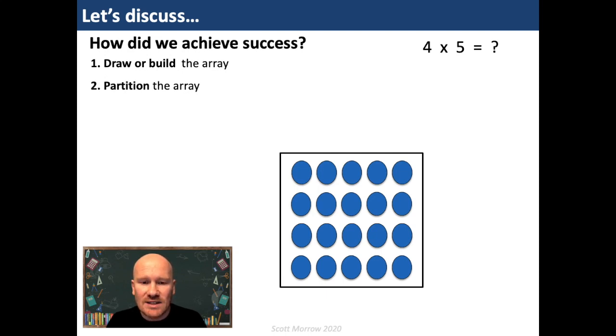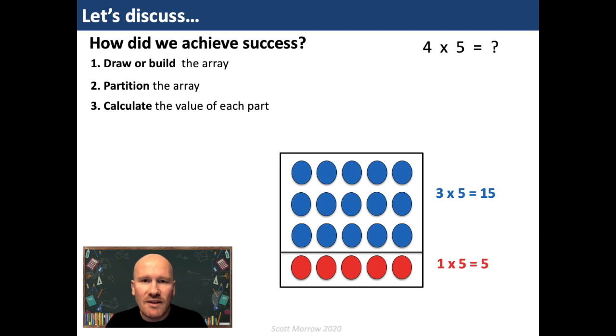We can split that into parts. So let's split that 4 times 5 into 3 lots of 5 and 1 lot of 5. Once we've done that, we can calculate the value of each part. 3 times 5 is 15, 1 times 5 is 5, and the last thing we need to do is add those parts together. And 15 plus 5 gives us 20. So 4 times 5 is 20.